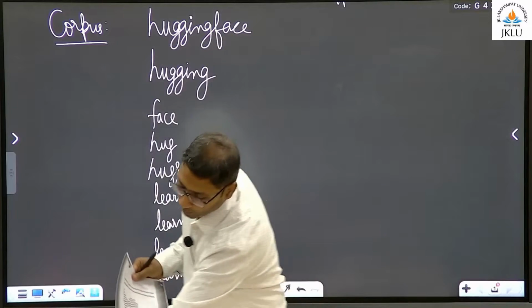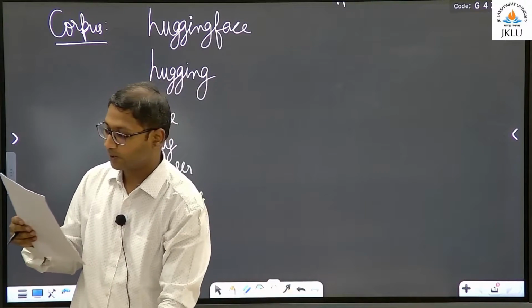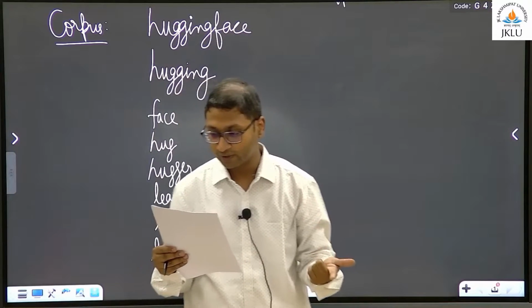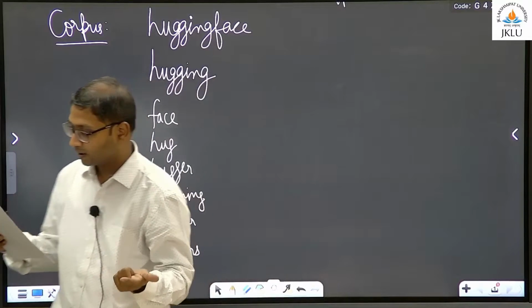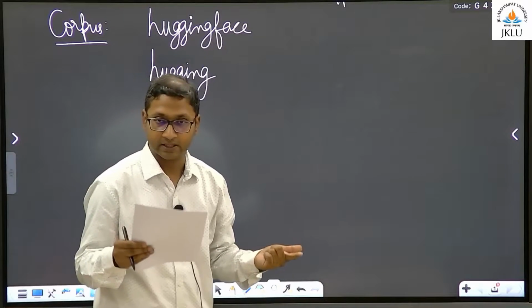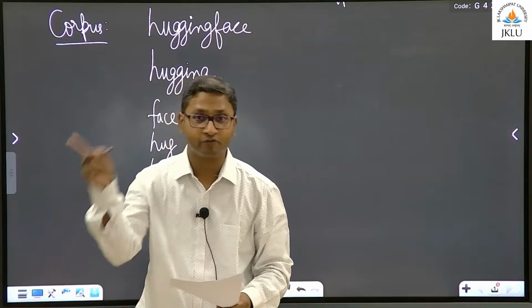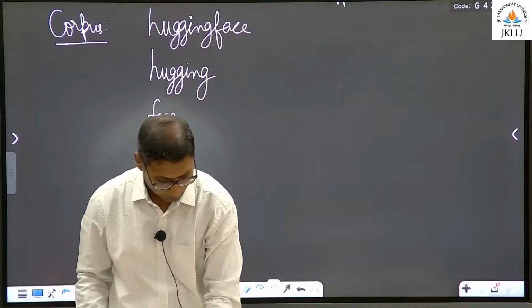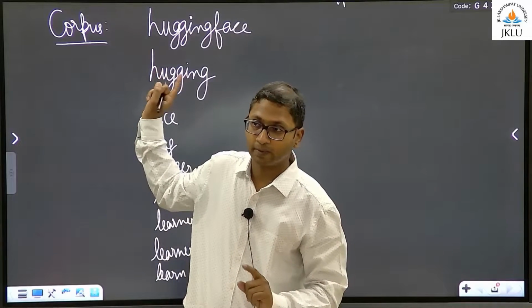BPE as a tokenizer was introduced in the paper Neural Machine Translation of Rare Words with Subword Units by Rico Sennrich, Barry Haddow and Alexandra Birch. The paper was published in 2016, before transformers actually came out. And transformers also use BPE, if I remember it right.